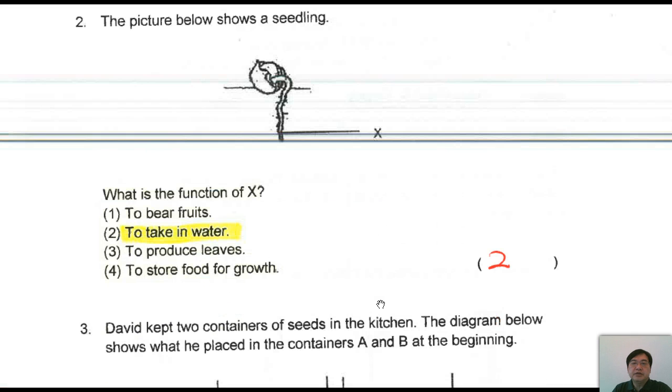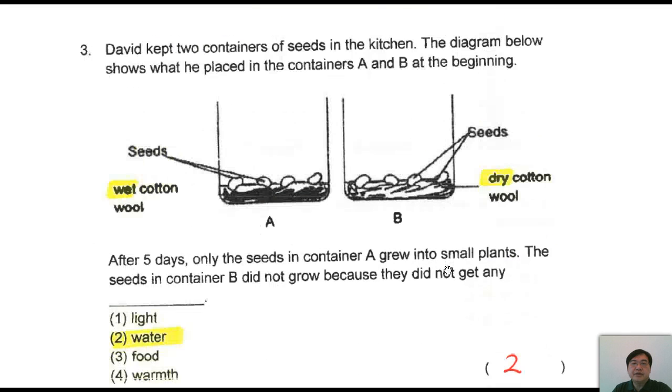Next, a seedling, the roots coming out first, and this of course the original seed. The part X over here is definitely the root that takes in water. Answer is 2.